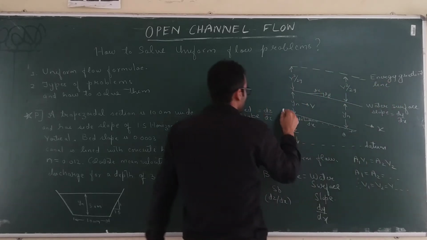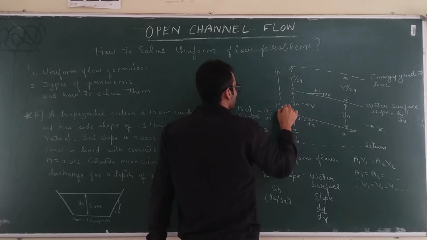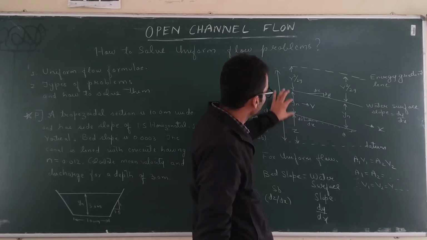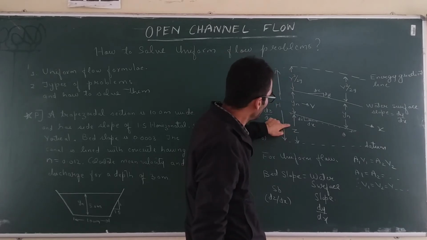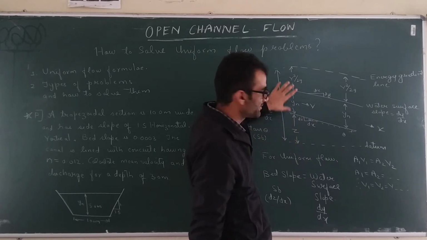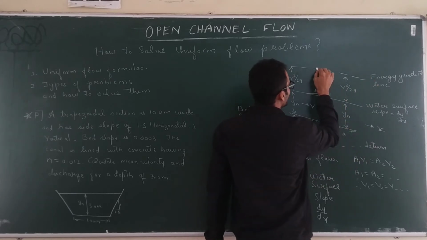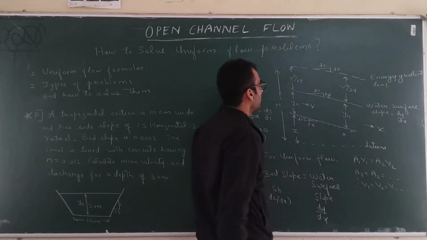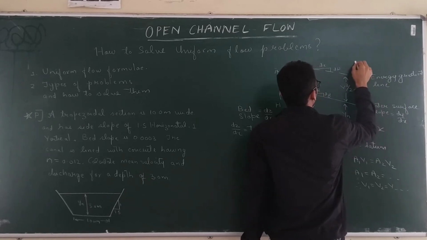Suppose this is capital H. Capital H is the total energy head. What is the total energy head? It is the sum of datum head, pressure head, that is the depth of flow yn, and velocity head. This will give you the total energy head. So the slope of the energy line with respect to dx will be dH. Now this is called the energy gradient.